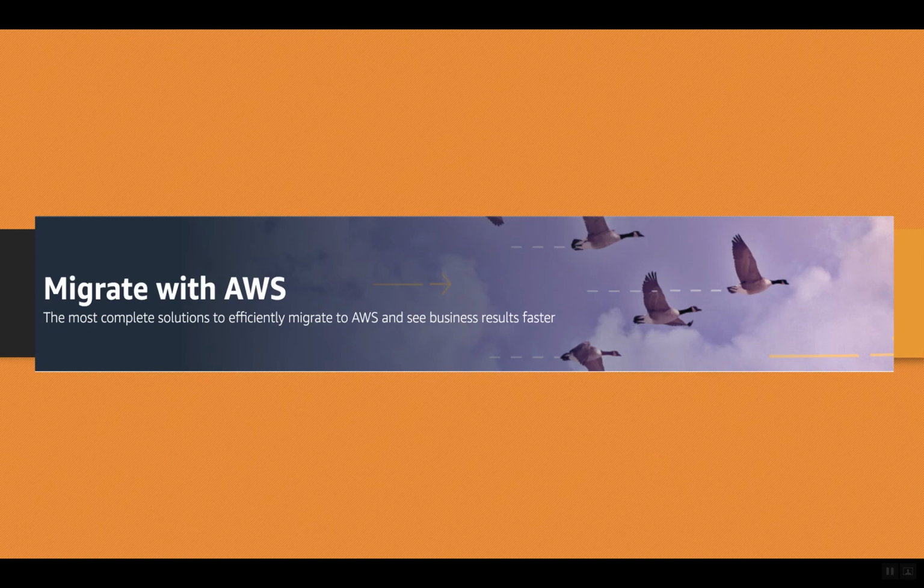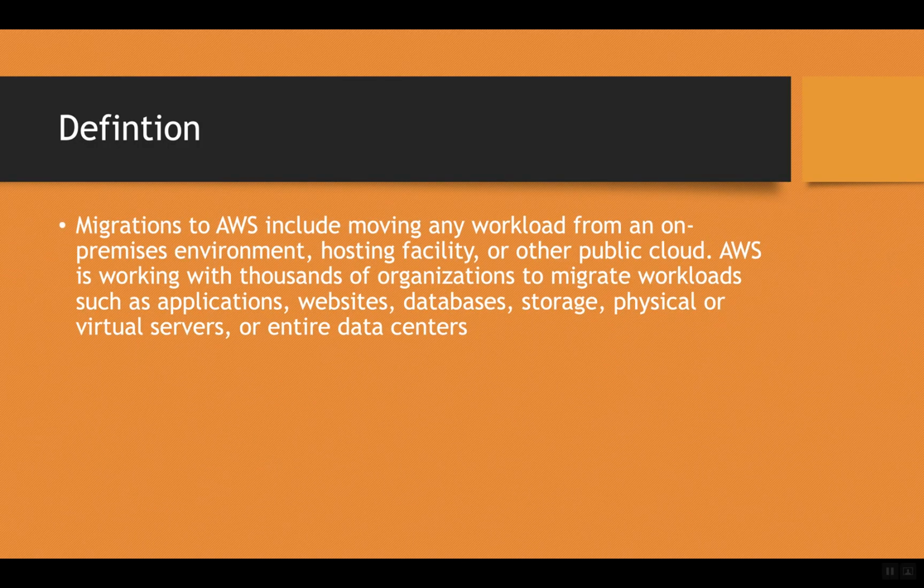Here we will be seeing a use case for migrating with AWS, which is the most complete solution to efficiently migrate to AWS and see business results faster. So what is the definition? The definition is migrating to AWS includes moving any workload from an on-premise environment, hosting facility or other public cloud.